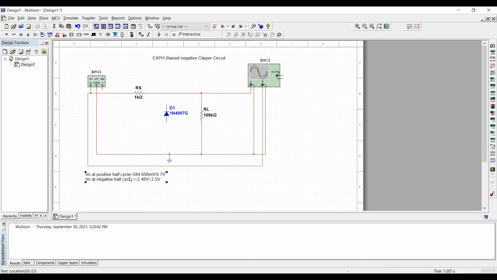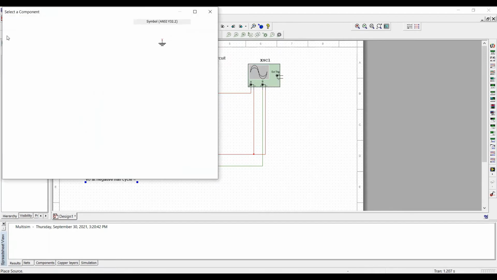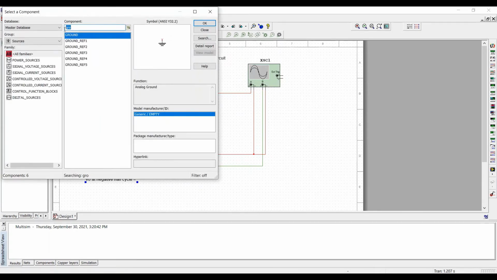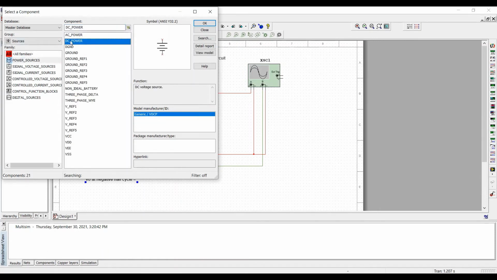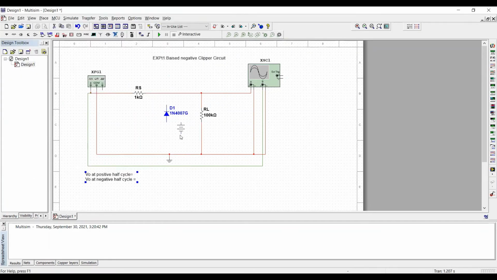We will get the output also, which will be different. So I am changing this also. We need to give a biasing voltage over here. So inserting from the sources, you need to insert the bias voltage. Go to power supplies. Over here, DC power. I am repeating. Go to sources, go to power supply, go to DC power, click OK. This is your power supply.